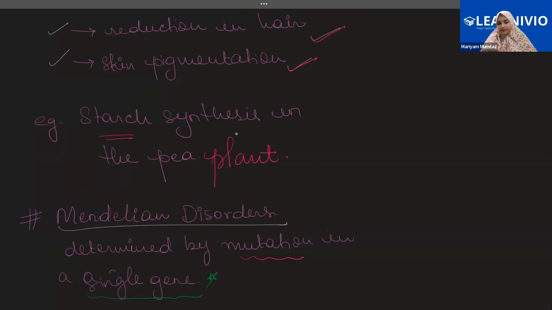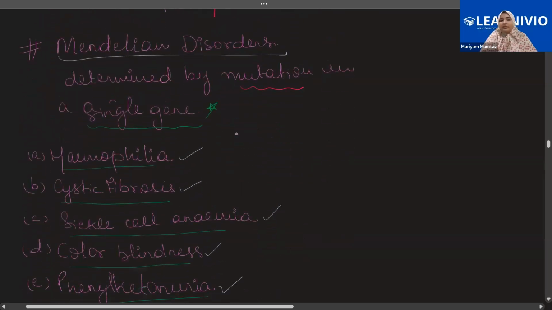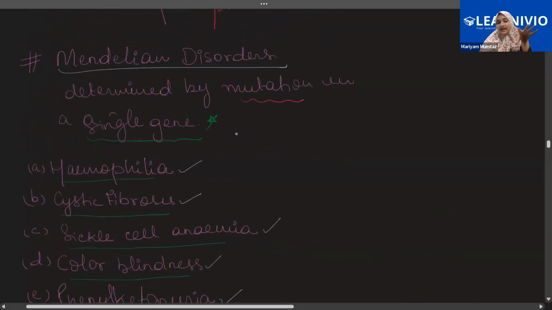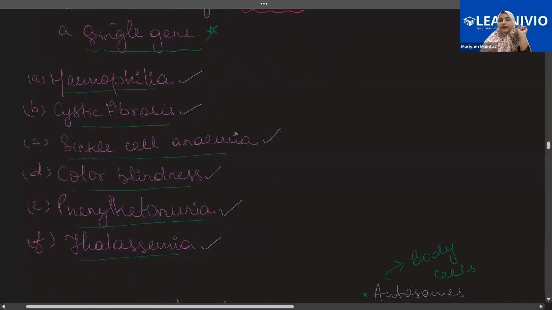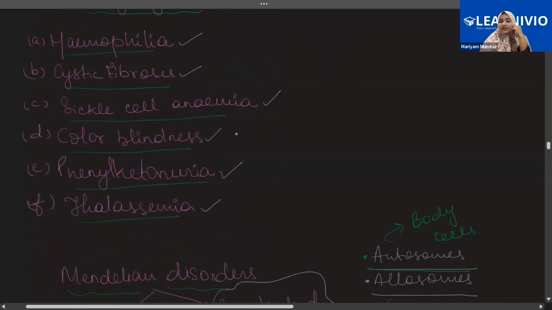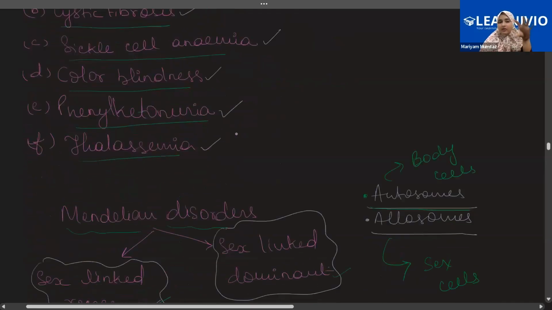Any doubts? No, ma'am. All right, now we have Mendelian disorders. Mendelian disorders and chromosomal disorders are the two types of disorders that you have to study in this chapter. Mendelian disorders are those in which a mutation is happening in a single gene. All the examples of these disorders occur because of a mutation in a single gene. Examples of Mendelian disorders are hemophilia, cystic fibrosis, sickle cell anemia, color blindness, phenylketonuria, and thalassemia.